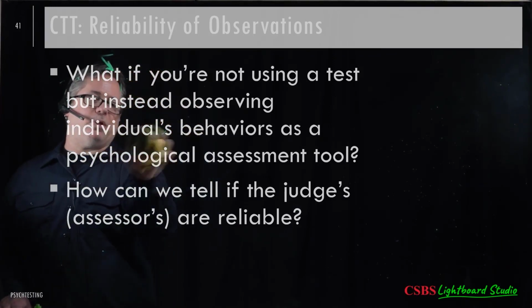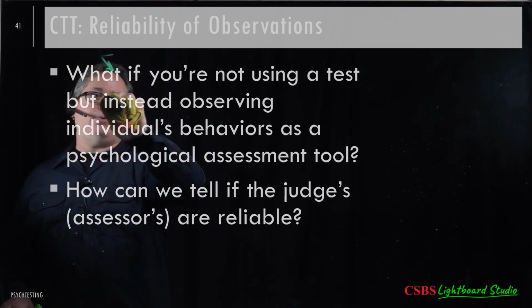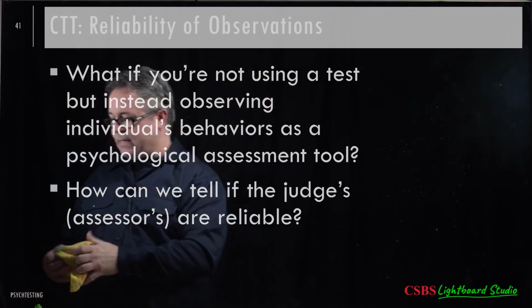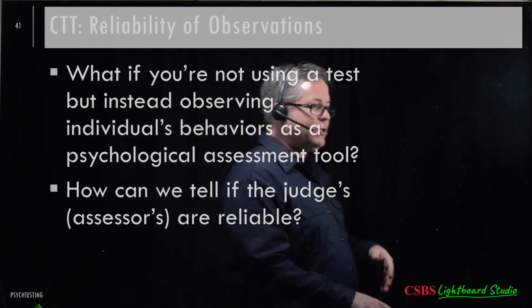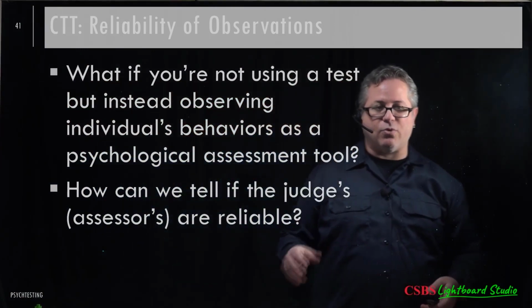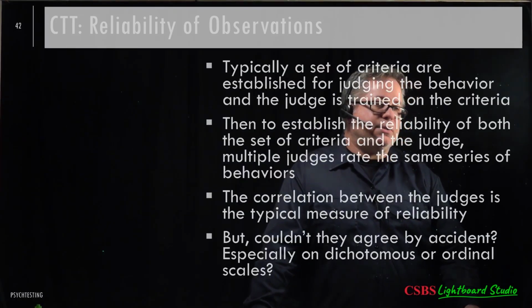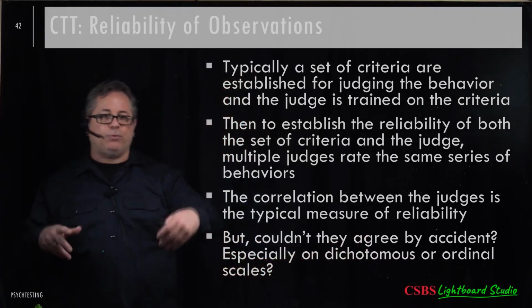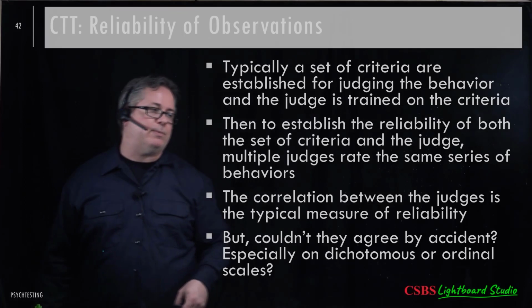This is actually, to me, one of the harder ones to figure out, because people in general are not very good at making judgments or recording behavior. They get distracted, they drift away from the original ideas. There's all kinds of issues. So looking at the reliability across people can be tough, but it can be done. So typically a set of criteria are established for judging the behavior. So you have to have some kind of rubric. Here's the kind of behaviors we're looking for. Here's how you would score them. Here's how you'd mark them down.